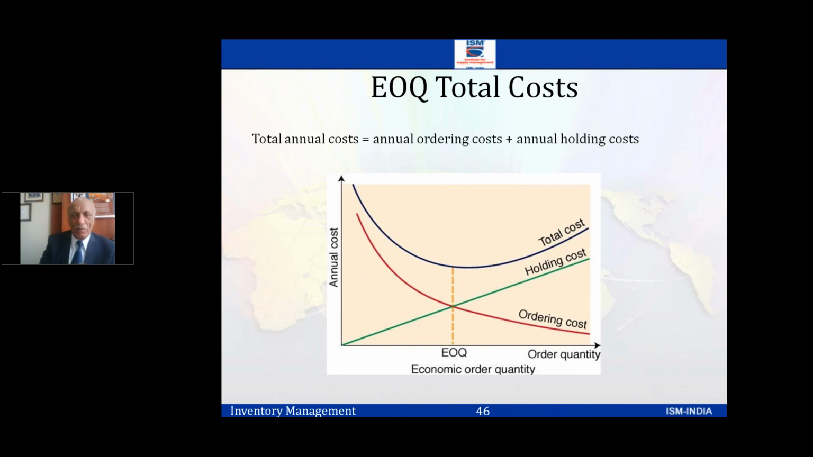If I'm placing an order for 10 pieces, the price is X. If I'm placing an order for 100, the price is Y. I get discounts. So it goes like this. If you add the two components, it becomes the total cost. If you look at the dotted line, that is the EOQ. That is the place where my holding cost and ordering cost become balanced.